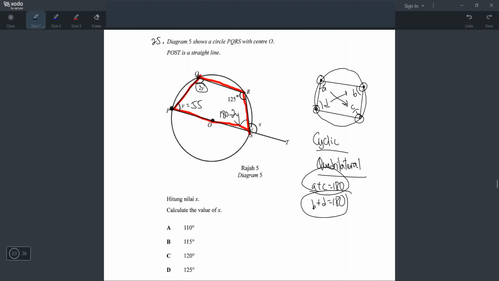Okay, the total angle inside the quadrilateral must be 360, right? So can we maybe use that? Oh, wait. What am I doing? Wait. Hello. The y is 55, right?